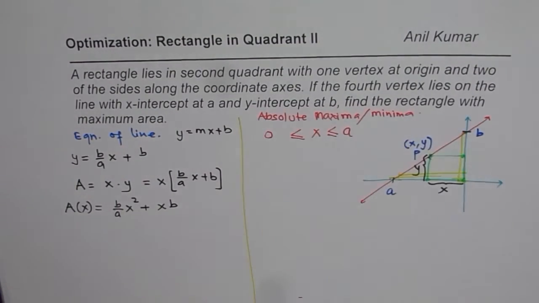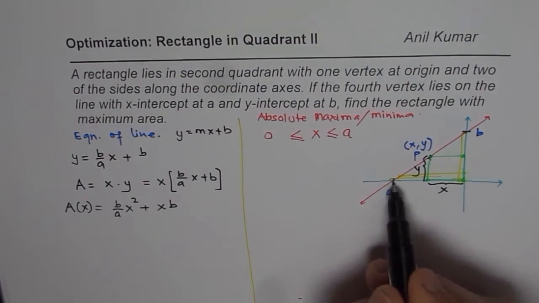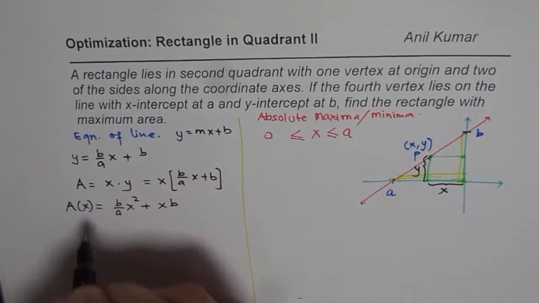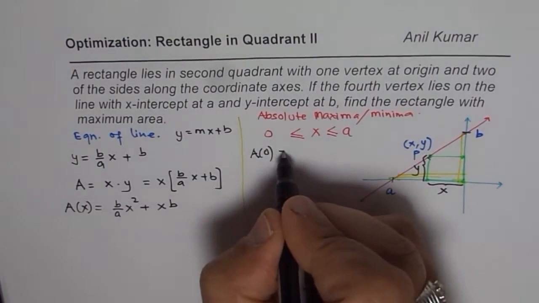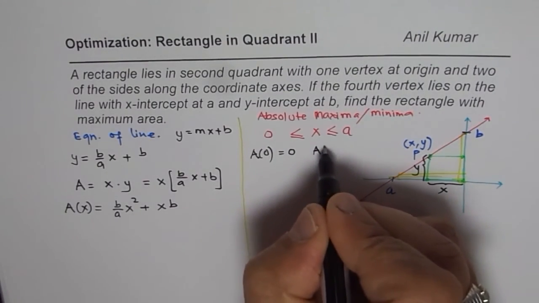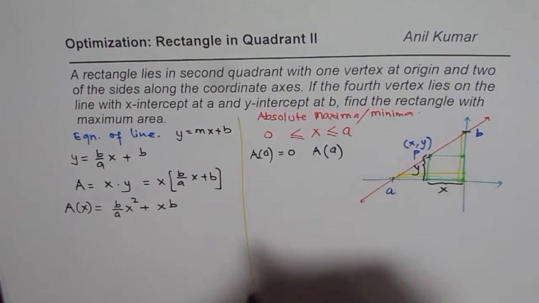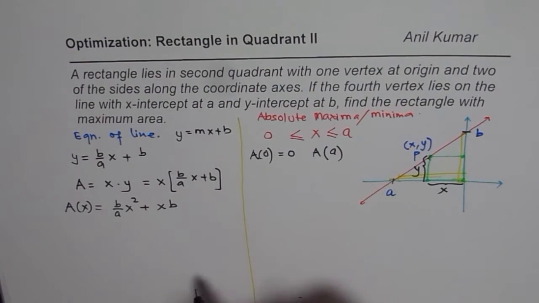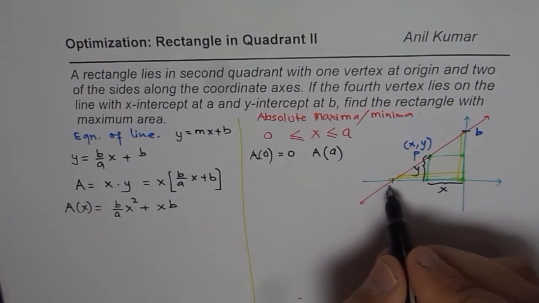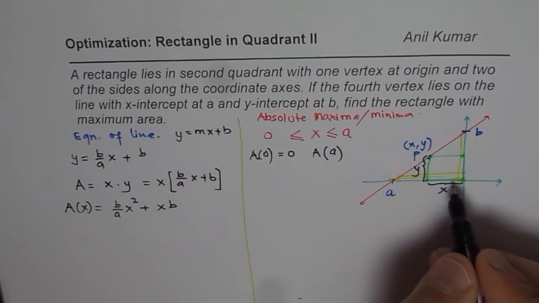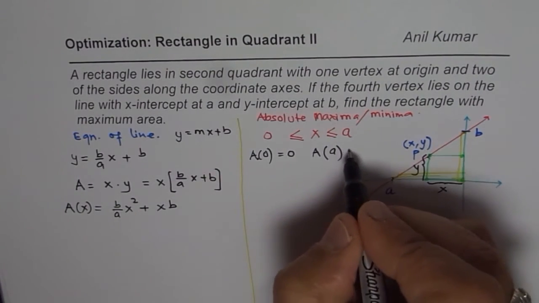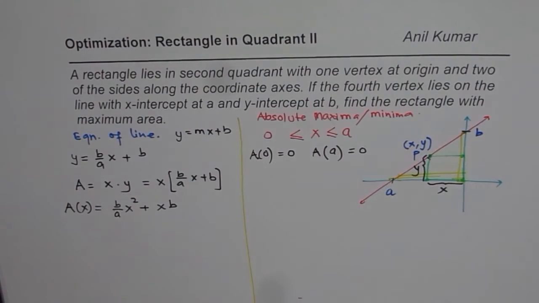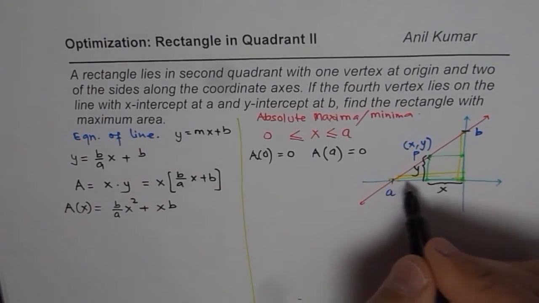Now in this case, what do we have? If I write x equals 0, what will the area be? If x is 0, this term will be 0, so we get 0. If x is a, what happens? Effectively this is minus a, right? So if x is a, one of the dimensions, y, is going to be 0, you can see that. So area is 0 on the two extremes.